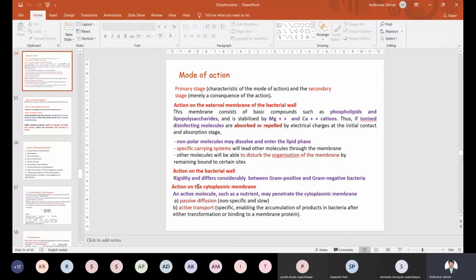Then, action on the cytoplasmic membrane. Some of these antibacterial agents directly attack the cytoplasmic membrane. The disinfecting solution can penetrate the cytoplasmic membrane and destroy it. After it is destroyed, there is no survival of that bacteria.